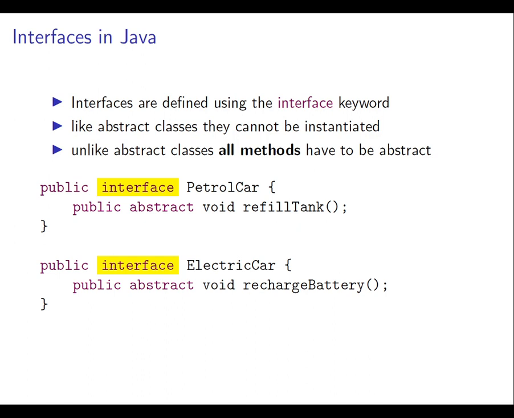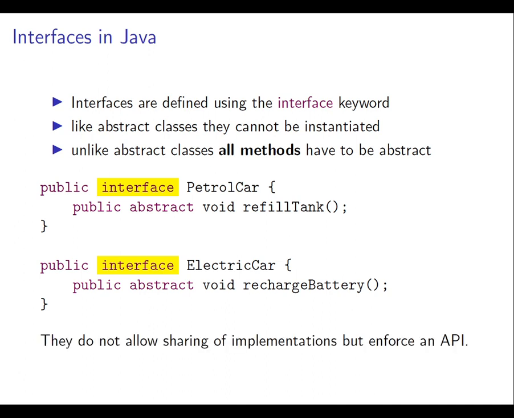So what are interfaces in Java? They're very like classes, except that instead of the word class you use the word interface. They are very like abstract classes in the sense that they are things that behave like types, so they're very much like classes, but they cannot be instantiated. The difference is they're kind of like fully abstract classes. So in an interface, all methods have to be abstract. So here we have two different interfaces, one representing petrol cars and the other representing electric cars.